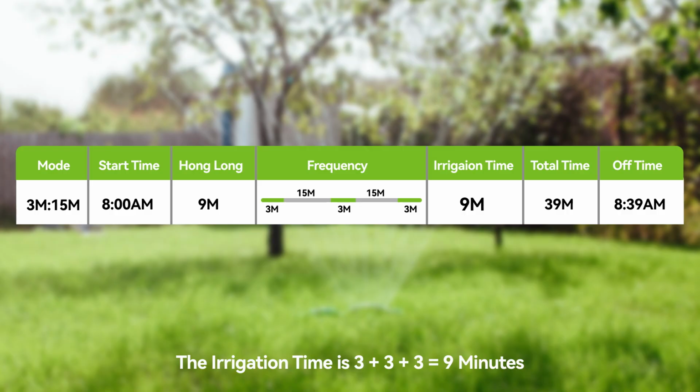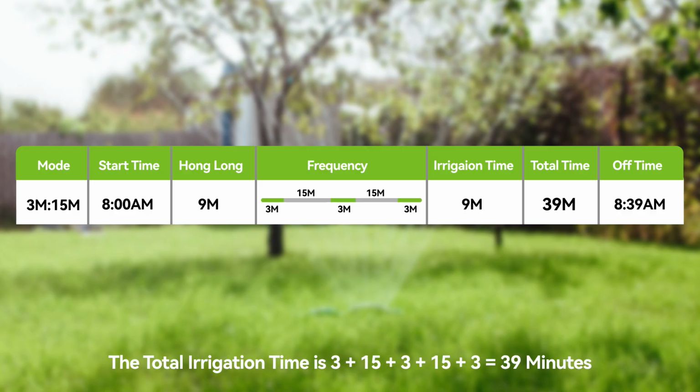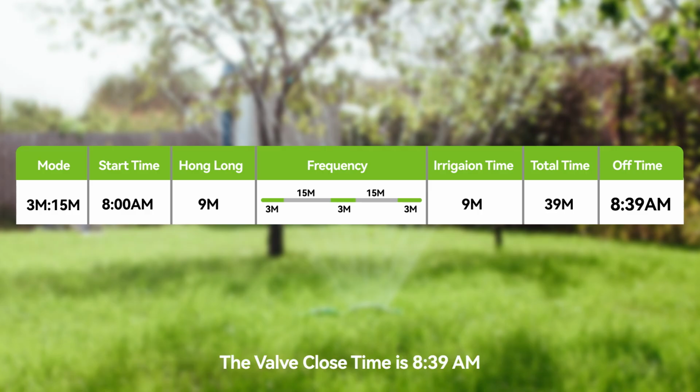The irrigation time is 3 plus 3 plus 3 is equal to 9 minutes. The total irrigation time is 3 plus 15 plus 3 plus 15 plus 3 is equal to 39 minutes. The valve close time is 8:39 a.m.